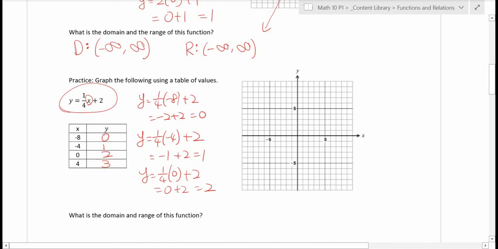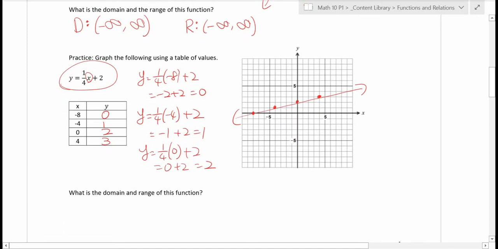Okay, so now we can plot the points. -8 and 0 is right here. -4 and 1 is right here. 0, 2, 4 and 3. Okay, now you can join the points. It should look something like this. Okay, I just missed it. Hopefully you can do a better job than me. Okay, there we go. Now this time I'm going to write the domain and range in set notation.